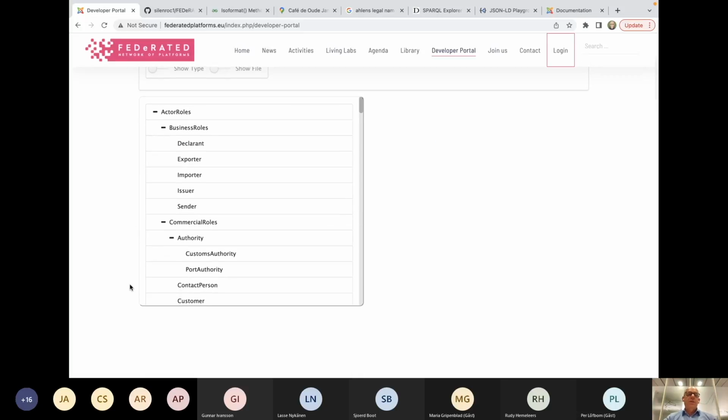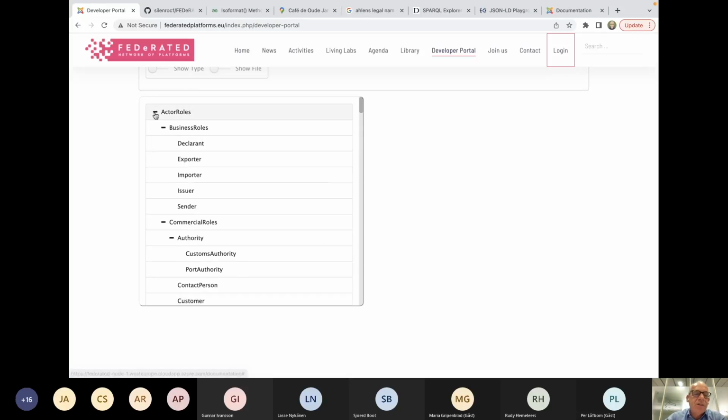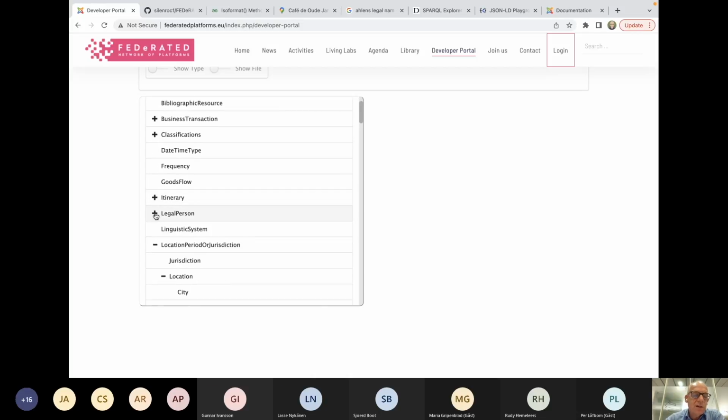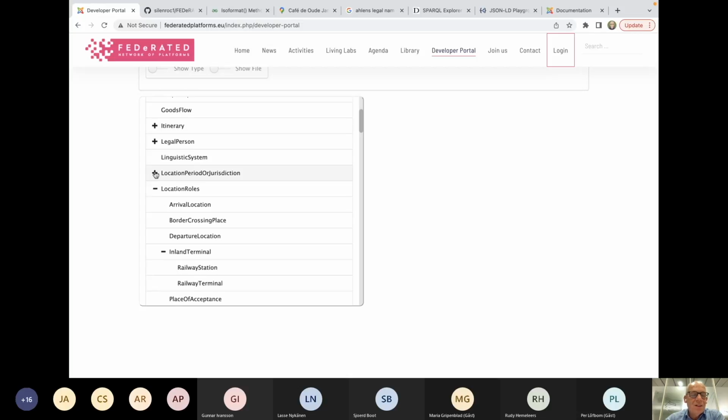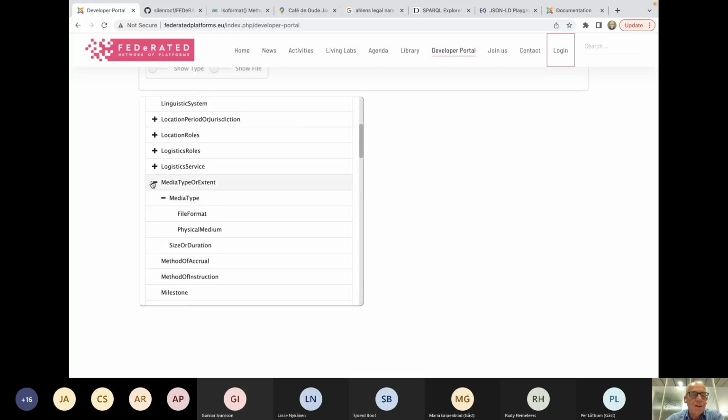So let me just put this on top of the screen here. If you browse through it, you can see things like business roles, importers, senders. We have commercial roles. These are all things that we recognize. We know where the customer is, right? Let me just collapse these actor roles, and we'll see others. For example, we have classifications, different container types. I'm just having a look here. Itineraries, legal persons, very interesting. Let me close some of these tabs because I don't actually want to look at those at the moment.